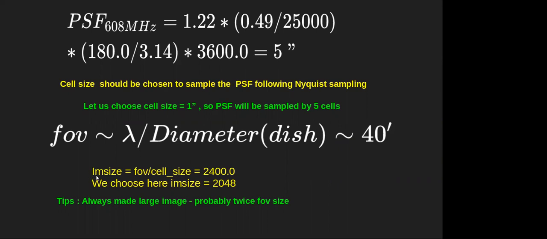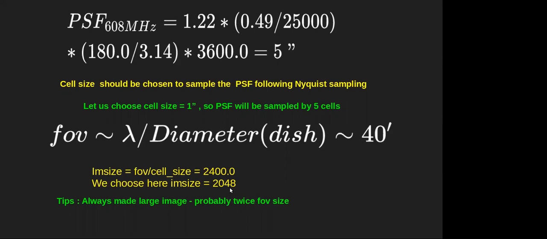So now, what is the image size we choose? Image size should be field of view divided by cell size. Okay. So if I do this calculation, 40 arc minute divided by 1 arc second, that will be 2400. But it is always advisable you choose the image size of the order of 2 to the power n. Basically, it is doing the fast Fourier transform, right? You grid it and do the FFT. And if you use 2 to the power n kind of gridding samples, then it always becomes faster. So we choose here 2048, which is fine.